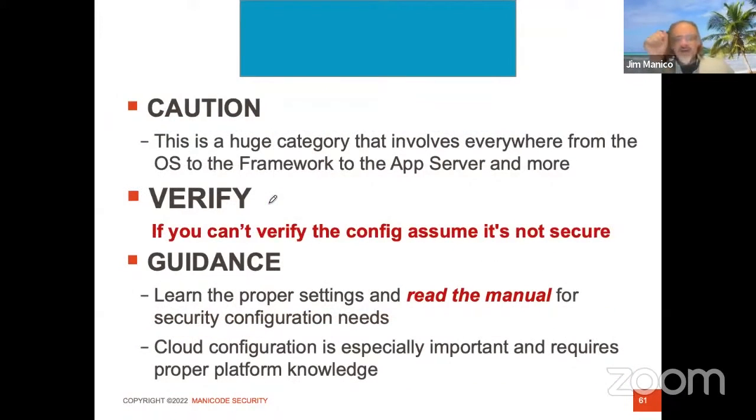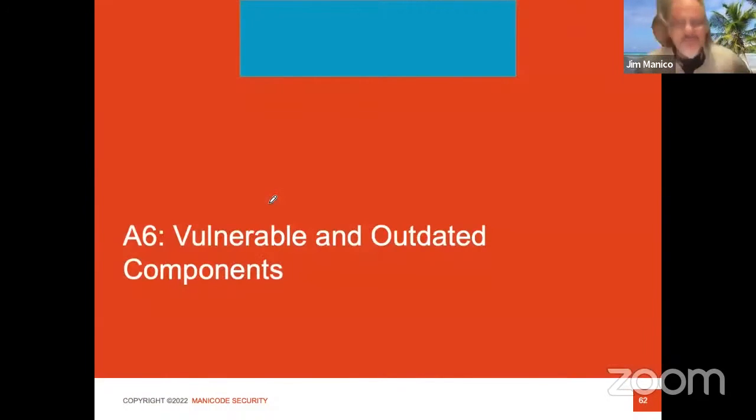Let's jump ahead here. If you can't verify your configuration, then it's best to assume it's not secure. You want to read the manual, understand security configuration needs. This is all especially important in the cloud. When you're building cloud services, how you configure your YAML files and your cloud configuration is going to matter a great deal. We're looking at six now. A6, vulnerable and outdated components.